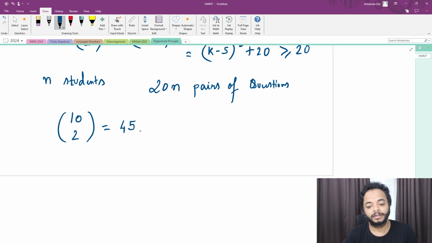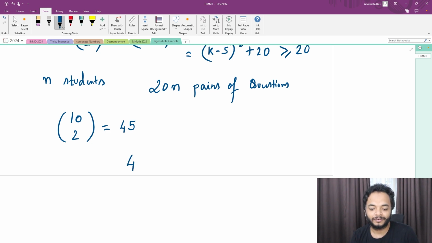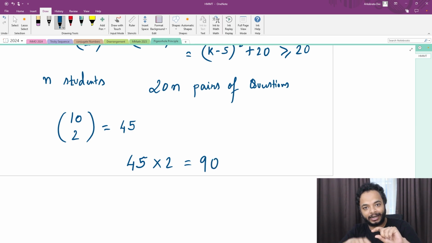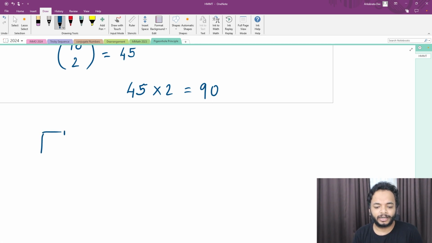Okay, so now these 45 pairs that are forming have two alternatives: each pair can be answered correctly, both of them, or each pair can be answered incorrectly, both of them. In a pair you have two questions, so both can be answered incorrectly or correctly. That means I have 45 times 2, that is 90, because each pair can be correct or incorrect. So the total number of distinct pairs that can form is 90.